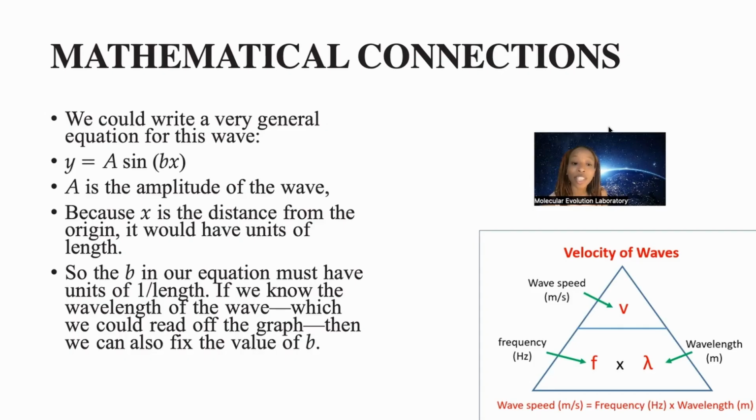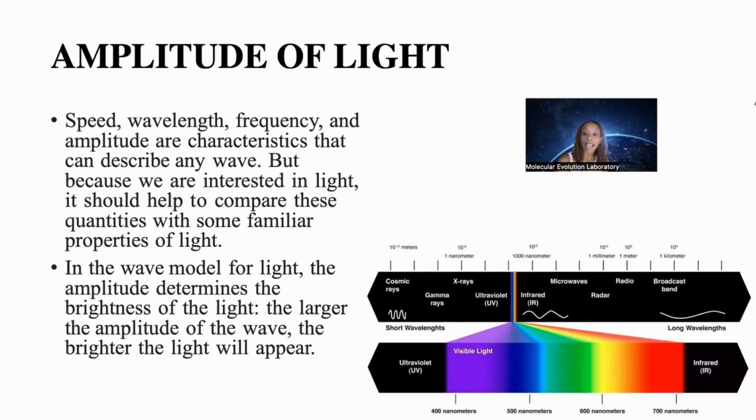We could write a very general equation of the wave where A is the amplitude of the wave, X is the distance from the origin. It would have units of length. So B in our equation must have units of length. If we know the wavelength of the wave, and we could read it off the graph, then we can fix the value of B. In the wave model of the light, the amplitude determines the brightness of the light. The larger the amplitude of the wave, the brighter the light.